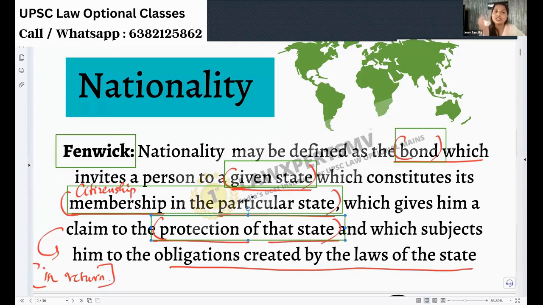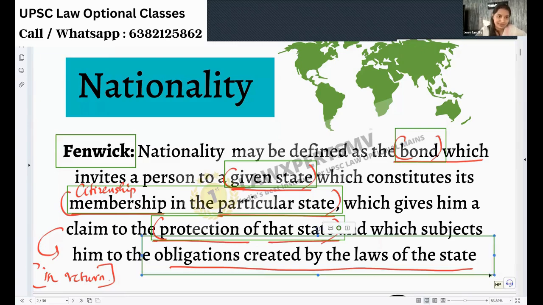First thing, since you are claiming protection, what do you have to do? You are claiming a protection, which is a right. Now, since you are having this right, there is a corresponding duty, a corresponding obligation. That is, you have to follow all the laws created by that particular state. So remember this, what Fenwick has told.